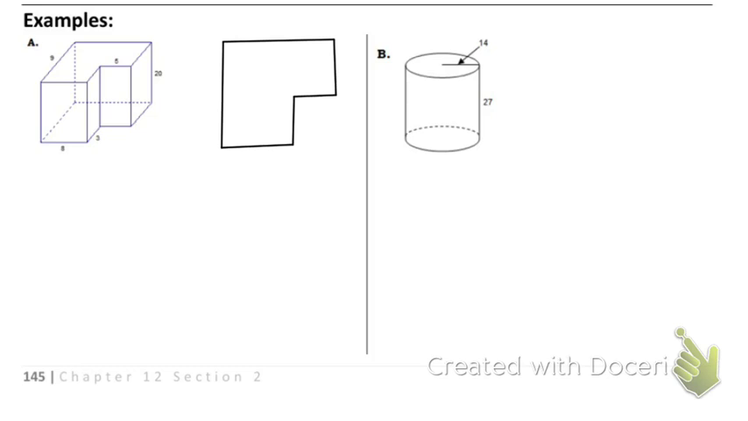Well, we have some measurements for this. We have this was 8. This was 3. This is 5. We also have this whole length is 9. What is this little length right here then? It's going to be 6.